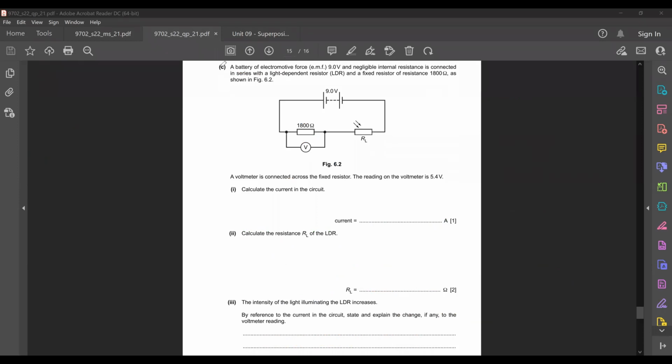Okay, for the next part C, a battery of EMF 9 volts and negligible internal resistance is connected in series with a light-dependent resistor LDR and a fixed resistor of resistance 1800 ohm as shown in the figure below. A voltmeter is connected across the fixed resistor and the reading on the voltmeter is 5.4 volts. Calculate the current in the circuit. So what we know is that this voltmeter connected across your fixed resistor is giving us 5.4 volts. We want the current in the circuit.